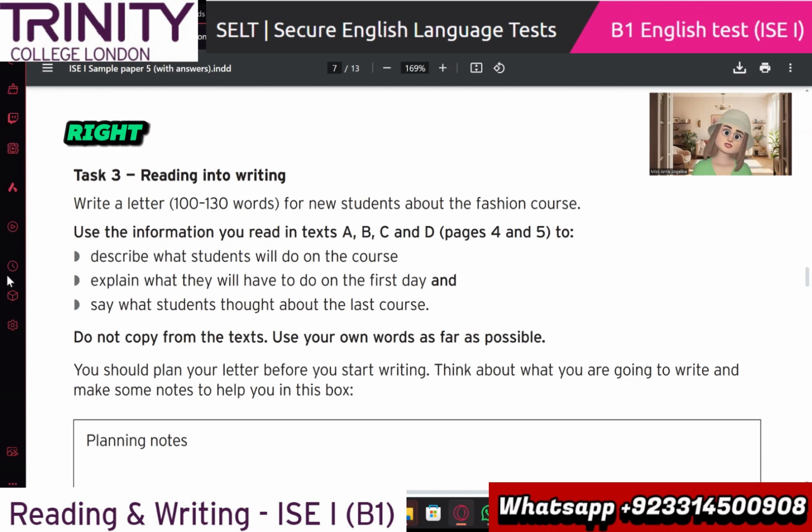Okay. All right. What do you see? What other information do you see in here? Use the information you read in text A, B, C, and D. And then at the end, you see, do not copy from the texts. Use your own words as far as possible.